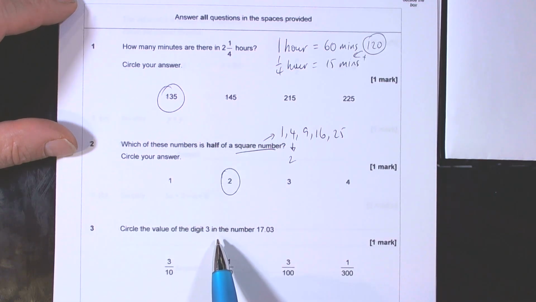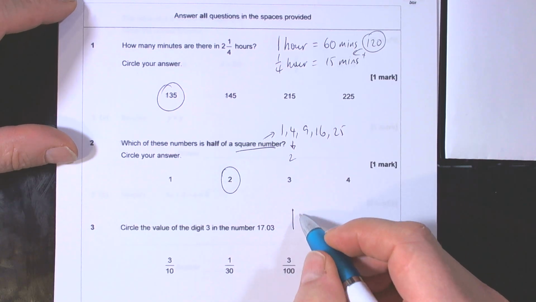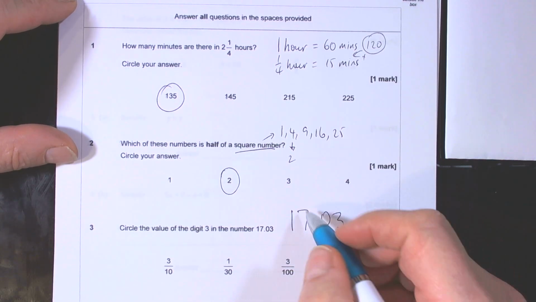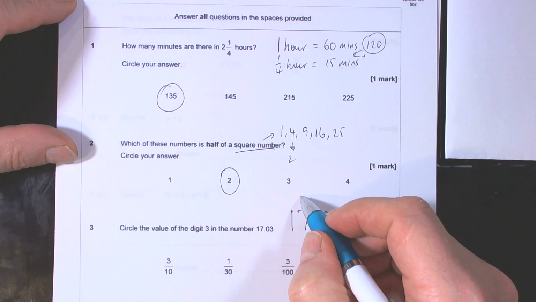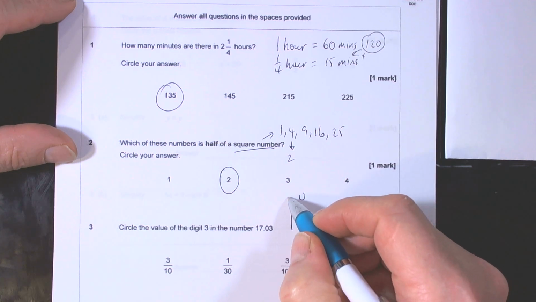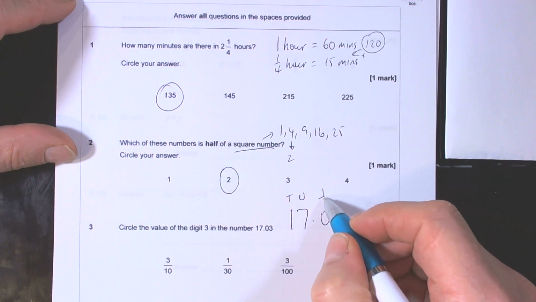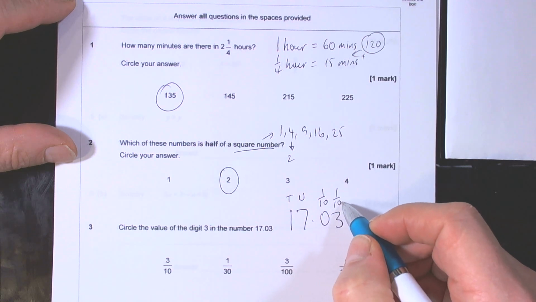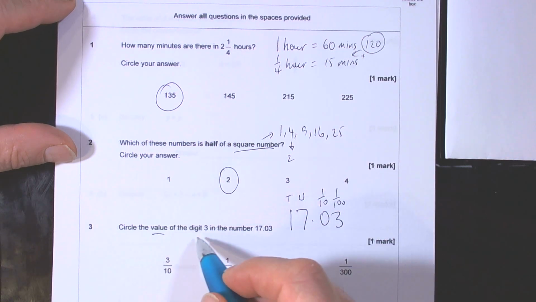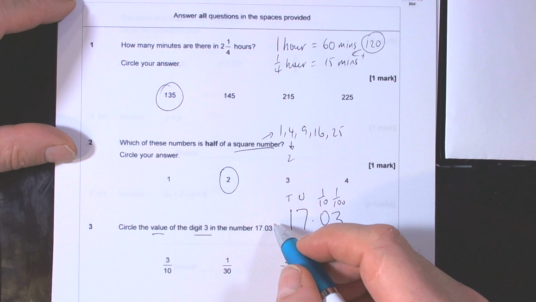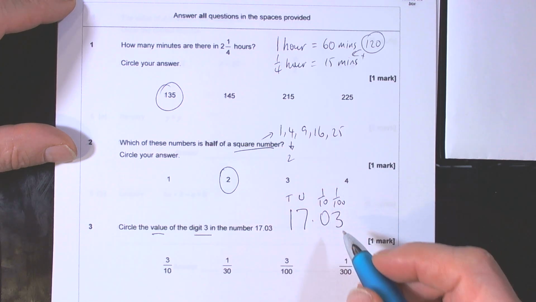Circle the value of the digit 3 in the number. Well, if I write that number out a little bit so we can see what's going on, we need to remember that this is our ones column, our units column, this is our tens column, this is our tenths, and this is our hundredths. So it says circle the value of the digit 3. Well, in that particular position, it's worth 3 hundredths.